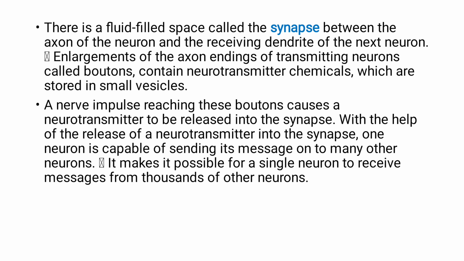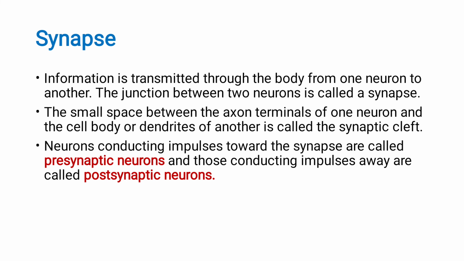These neurotransmitter chemicals are very much responsible for transmitting the information. Some neurotransmitters like epinephrine, norepinephrine, dopamine, serotonin, everything will be acting as a neurotransmitter in transmitting the impulse. Information is transmitted through the body from one neuron to another neuron by means of the fluid-filled space junction called synapse.